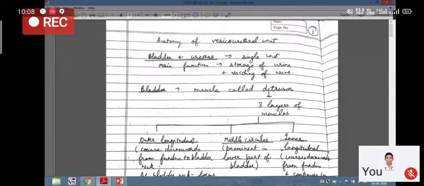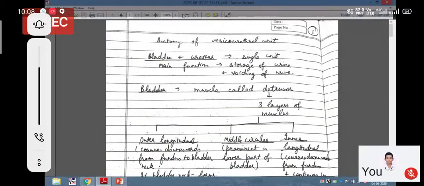Anatomy of the bladder and urethra. So the bladder and urethra are considered as a single unit. The main functions of these are storage of urine and voiding of urine. In the bladder, there is a muscle called the detrusor muscle. It consists of three ill-defined layers.